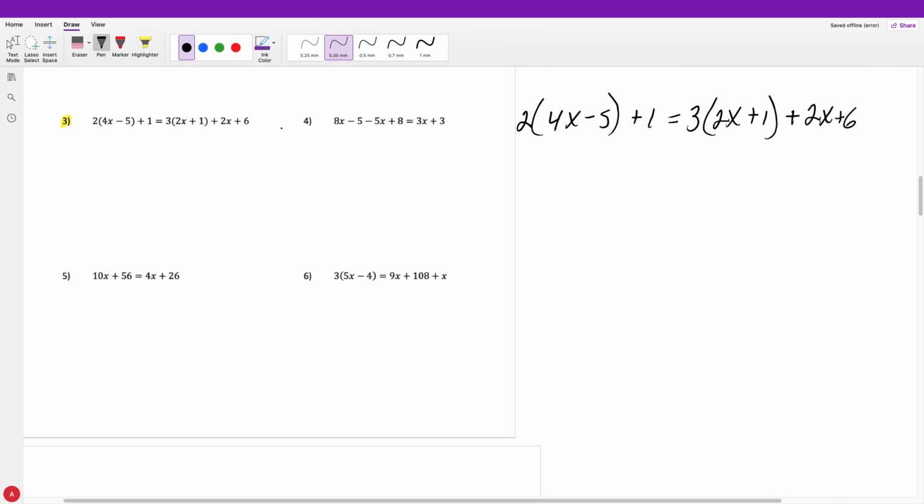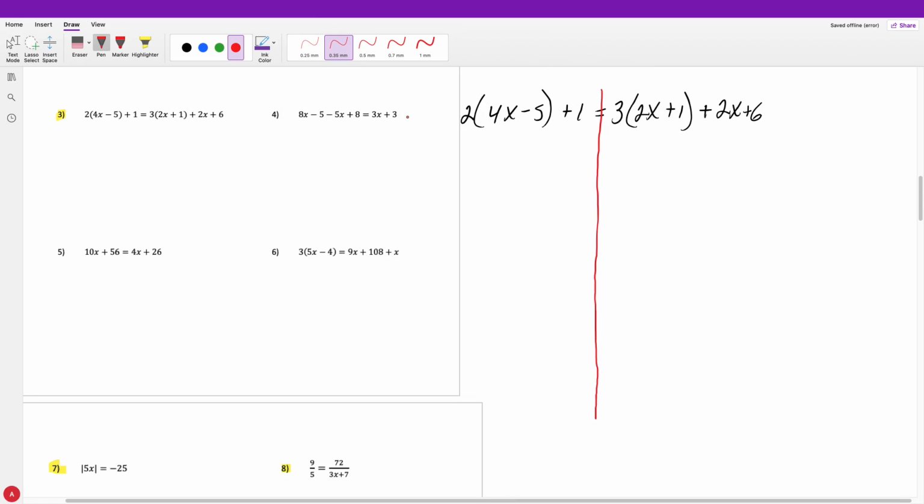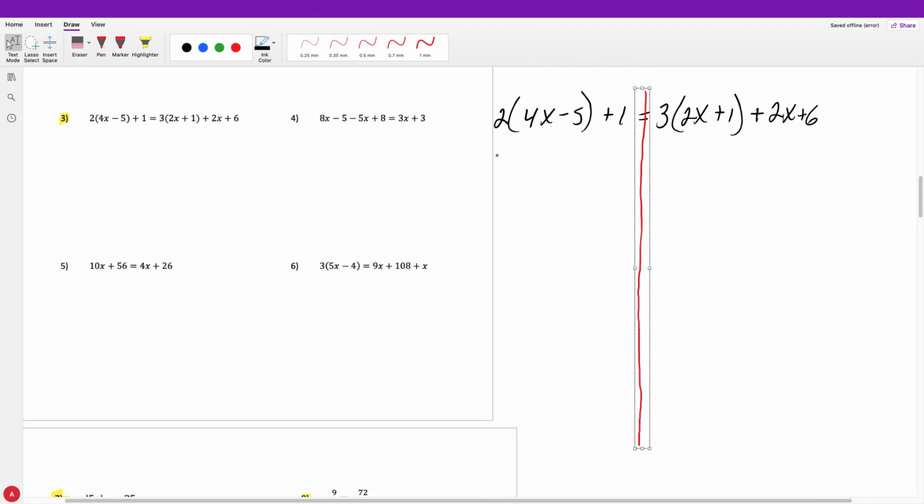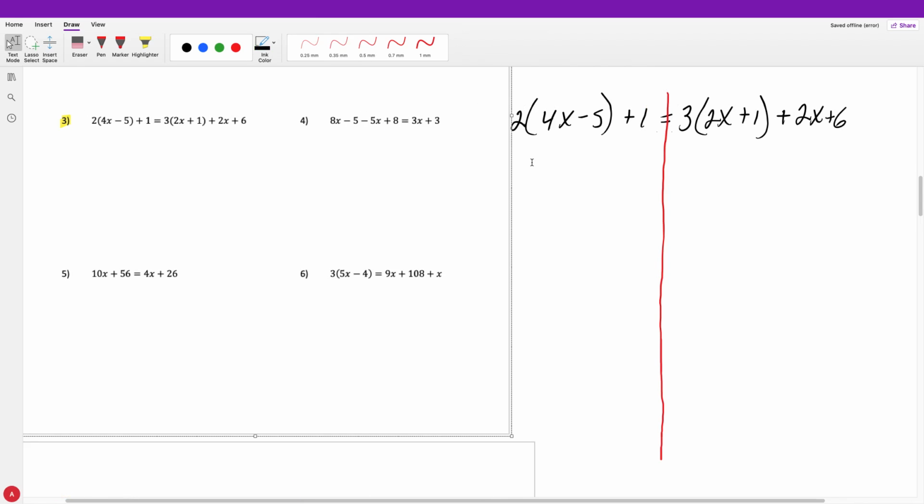All right, so the next question we're going to do here is number 3. For this one, remember, the first thing we have to do when solving is simplify both sides of our equation. One of the things I suggest, if you're struggling, is to draw a line going down that equation. Because when we're doing something just on one side of it, we know that is simplifying, and we don't need to use inverse operations if we're just simplifying.